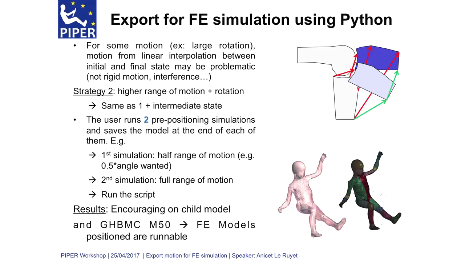This is exactly the same as the previous one, but the user will use an intermediate state. So for that, he is going to run two simulations. The first one, he will put like half of the angle or displacement that he wants, and then at the end he will save the model, and then he will run the entire simulation. So at the end here we have three models: the initial one, the intermediate one, and the final one. And by running the script, like previously, it directly writes the input for the simulation.